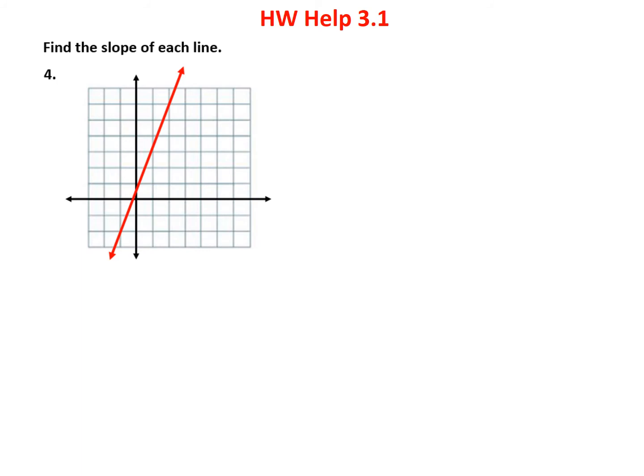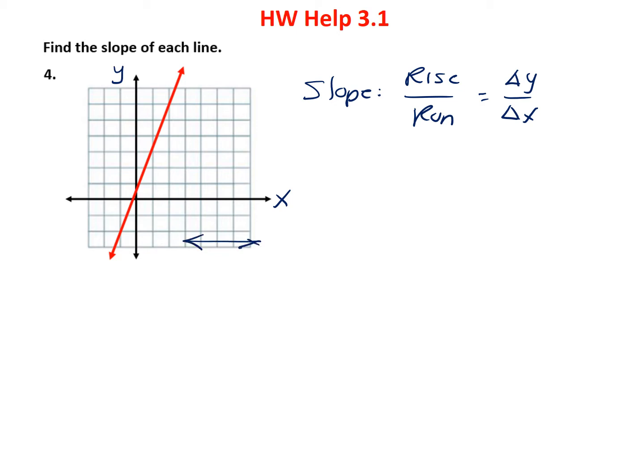Problem 4 asks us to find the slope of each line. Now notice here, the slope is our rate of change, but on a graph we use different terminology. We call it the rise over the run, which is, again, the change in y over the change in x. You have to remember that this is x and this is y. So notice that the change in x is going this direction. That's my run. And my change in y is going this way, up and down.